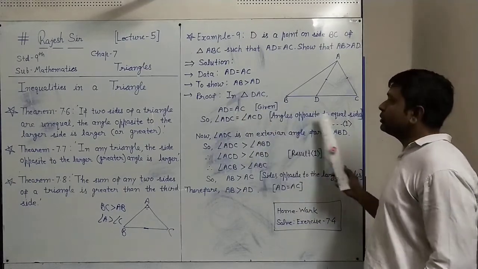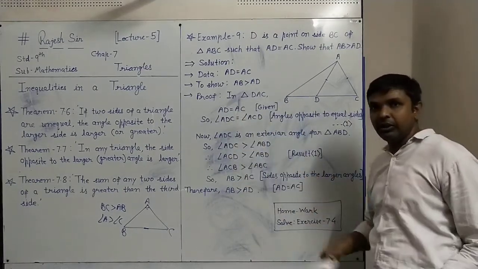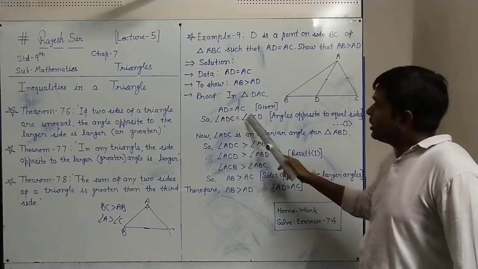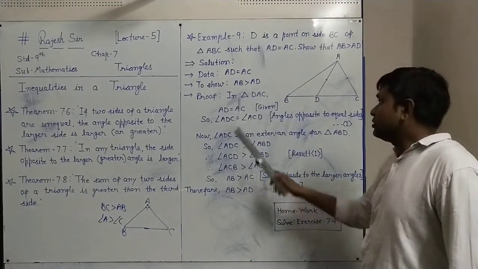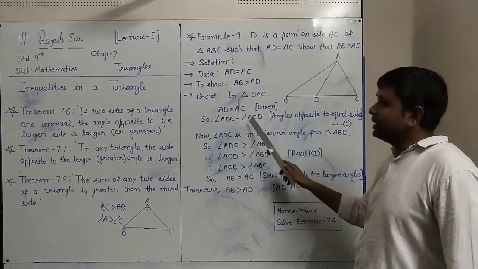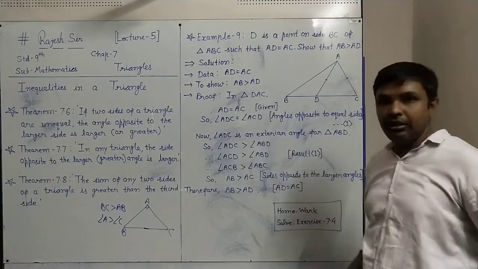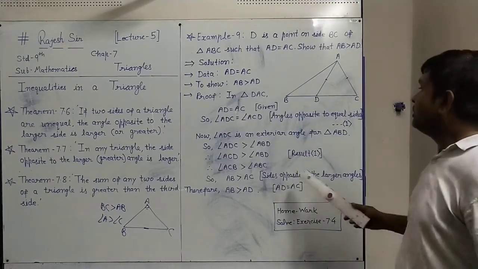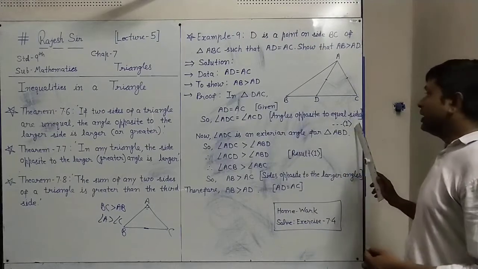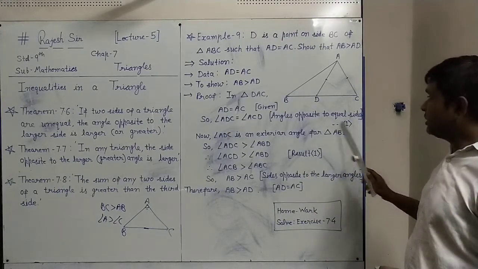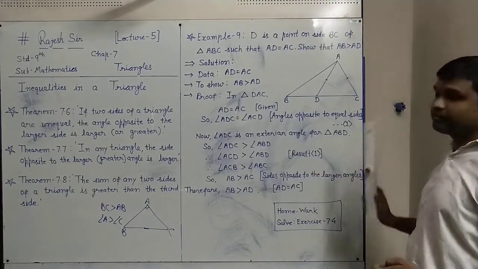Angles opposite to equal sides are equal. That way we have shown. So these two angles are opposite to these two sides. The sides are equal, so the opposite angles are equal, by the last theorem. This is the result we have shown as result 1. These two angles are equal.